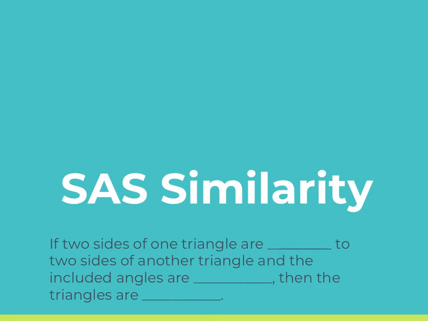I can also do side angle side similarity. The important thing when I'm using this shortcut is that the angle is between the two sides. Okay, so I also write it that way. So two sides of one triangle are proportional to two of another, and the included angles are congruent, then the triangles are similar.